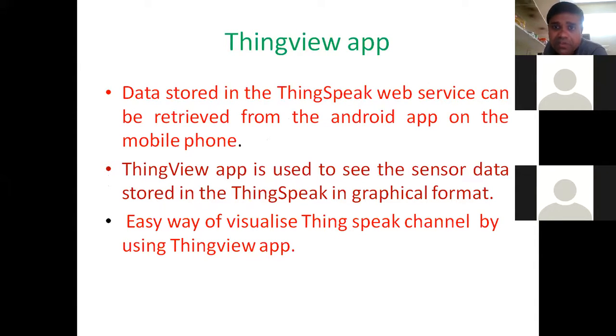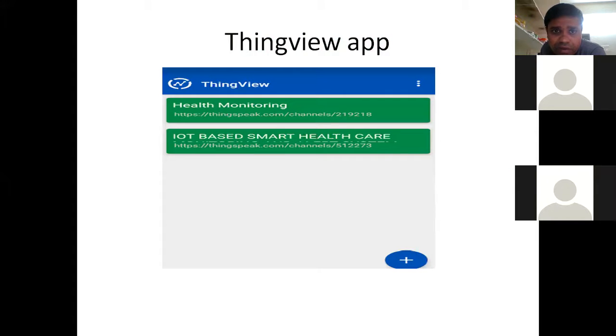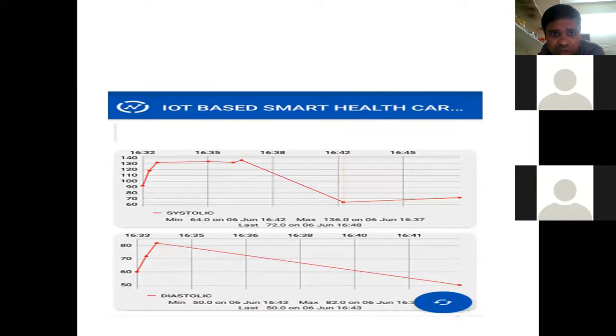This app is mainly used to read the data from the cloud or to view the data on the cloud. This is the ThingView app. After clicking on the plus symbol, you can add our channel number, 78 something. Okay, it will show this data.